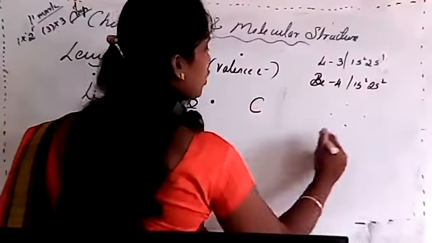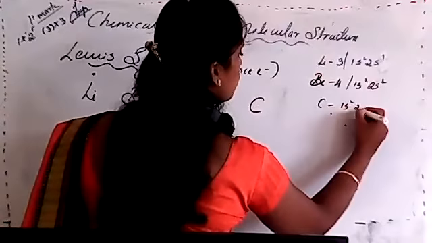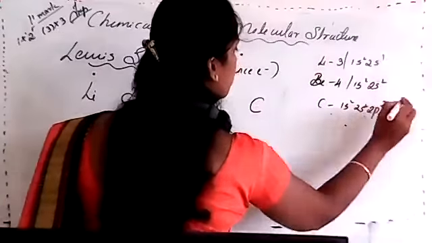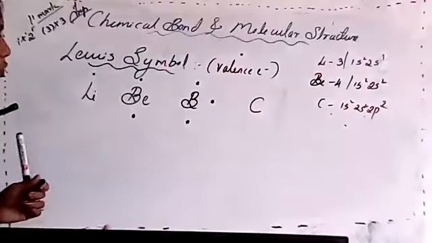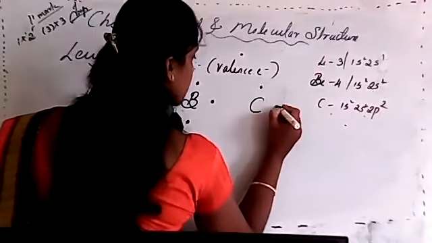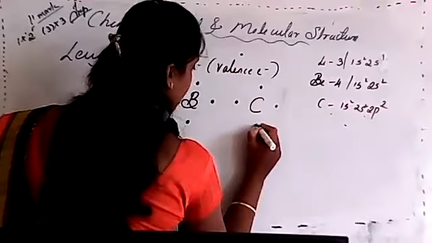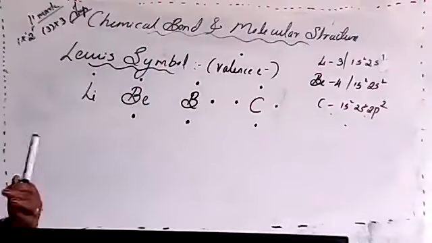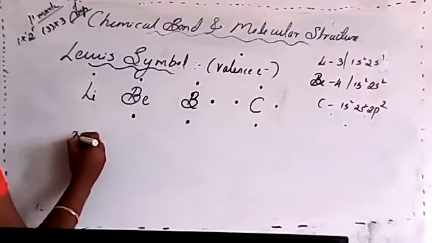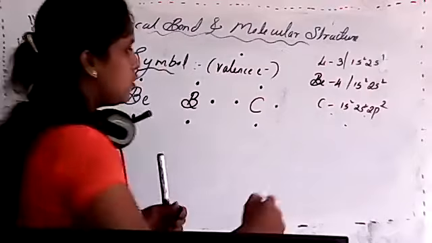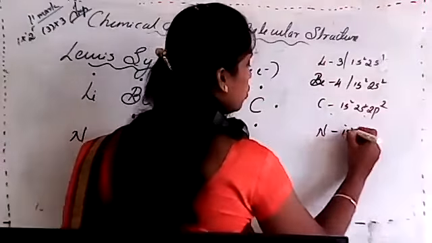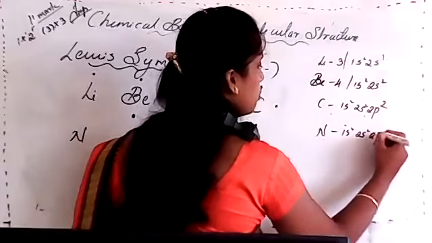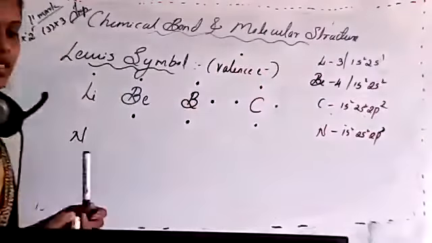Next one for carbon. How many valence electrons for carbon? 1s2, 2s2, 2p2. How many valence electrons, students? 4. Yes. 1, 2, 3, and 4. Isn't it? So now the question about nitrogen. How many valence electrons for nitrogen, student? 1s2, 2s2, 2p3. Isn't it?